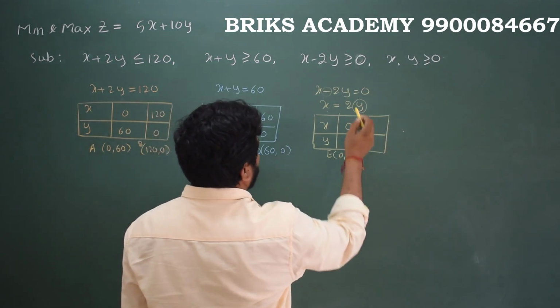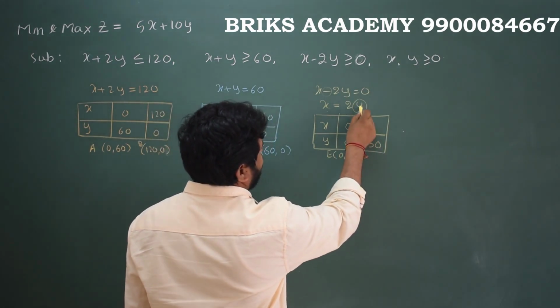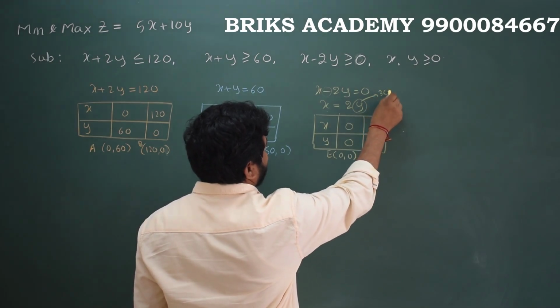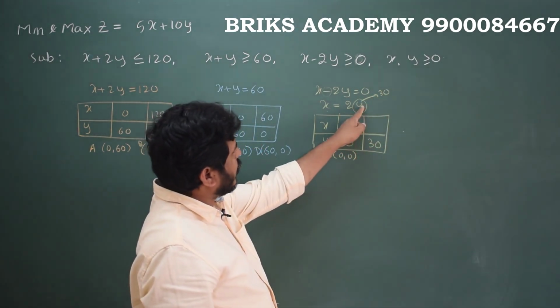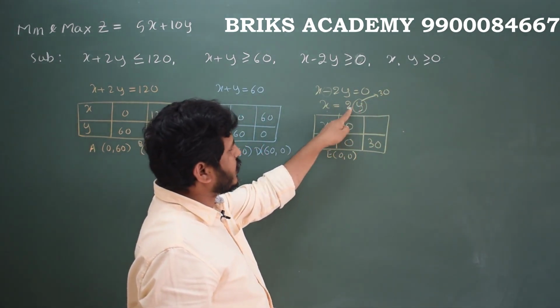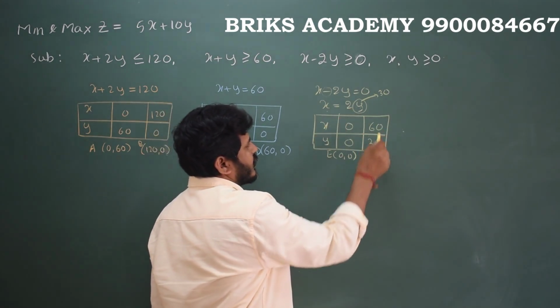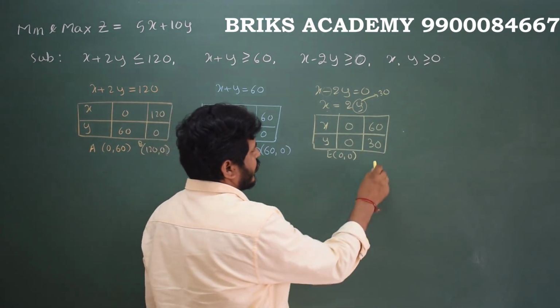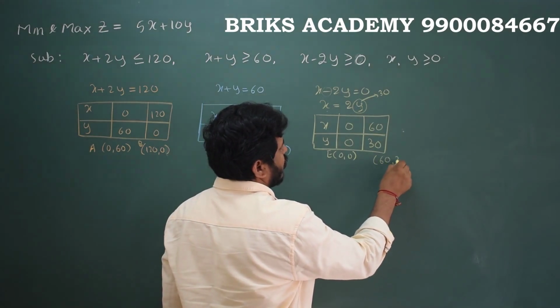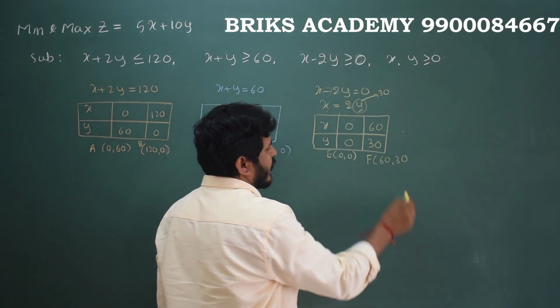Say y is equal to 30, I will take. Y is equal to 30 here. 30 into 2, 60. X equal to 60. So it is 60, 30. That I will take as F.